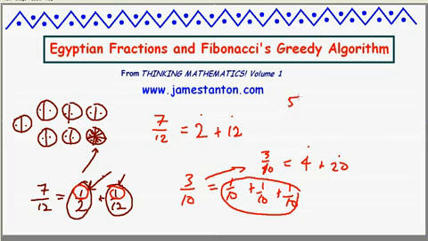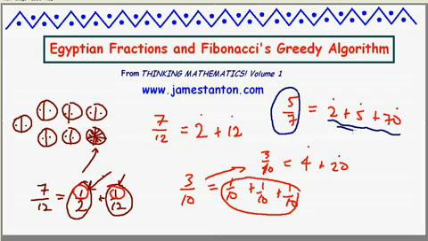And it's actually a bit tricky finding these things. 5/7, for example, is a half plus a fifth plus a 70th. And they're actually not unique. A little exercise for you: I bet you could create a different way of breaking 5/7 as a sum of distinct unit fractions. Go for it.